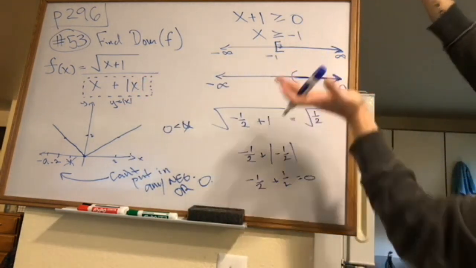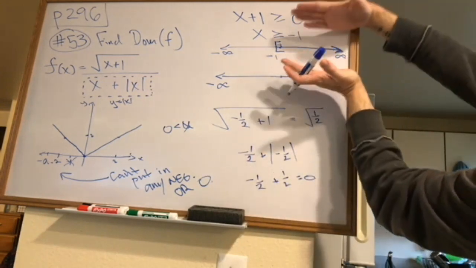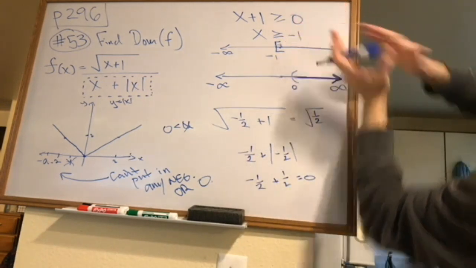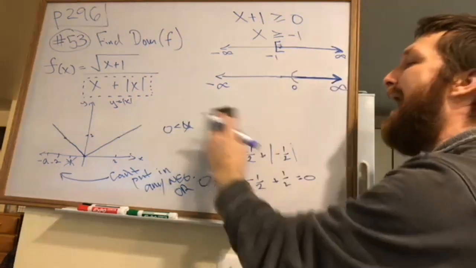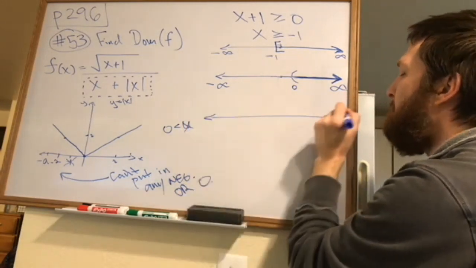So this is called intersection. I'm finding out where these two intervals intersect, where they overlap. And what would that be? Where they're both true.